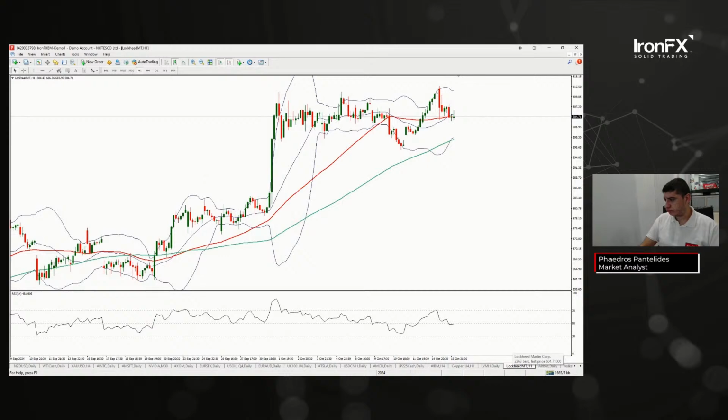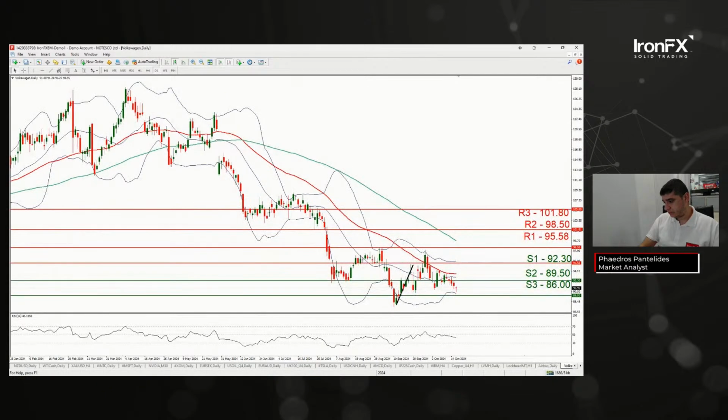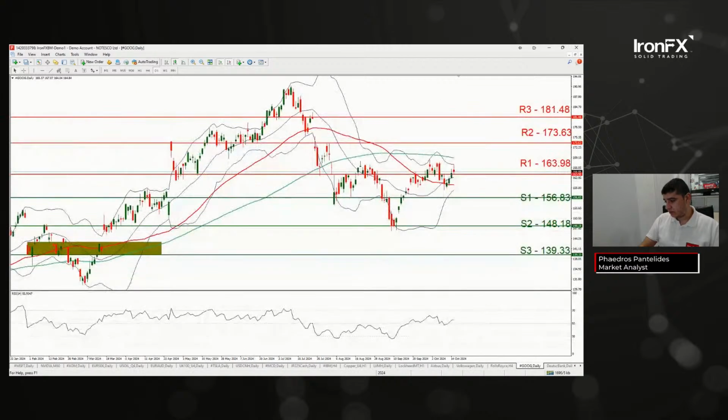Lockheed Martin. Okay, that's an interesting story. Airbus, Shanghai would be bearish for the day. Volkswagen coming back down to S2, 89.50. It's not looking that good for the company stock price.